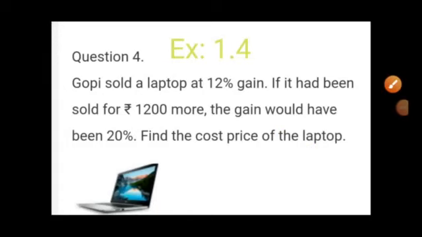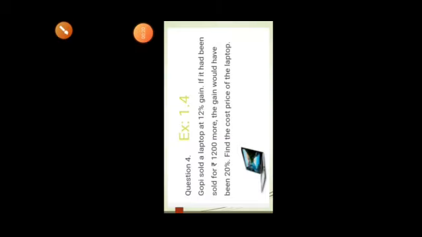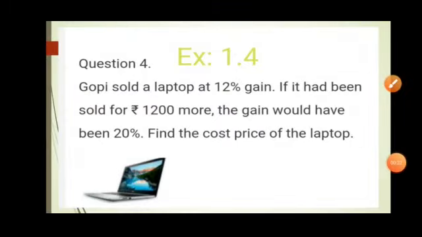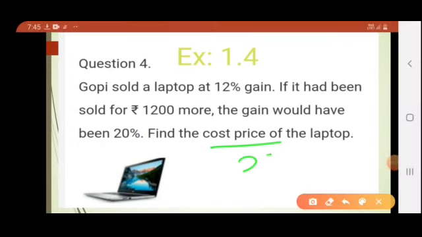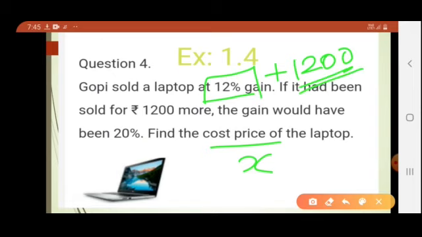Next we are going to see question number 4. Gopi sold a laptop at 12% gain. If it had been sold for 1200 more, the gain would have been 20%. Find the cost price of the laptop. Let us take the cost price to be X. They have given 12% gain. If we add 1200 to the selling price, the gain will change into 20%.